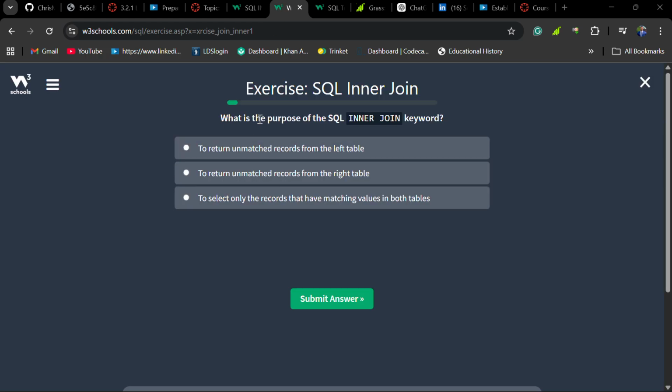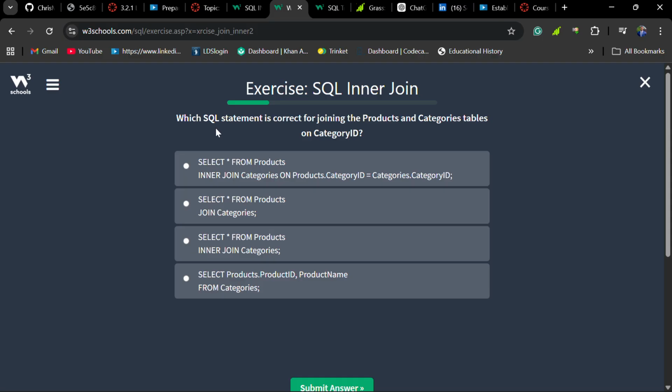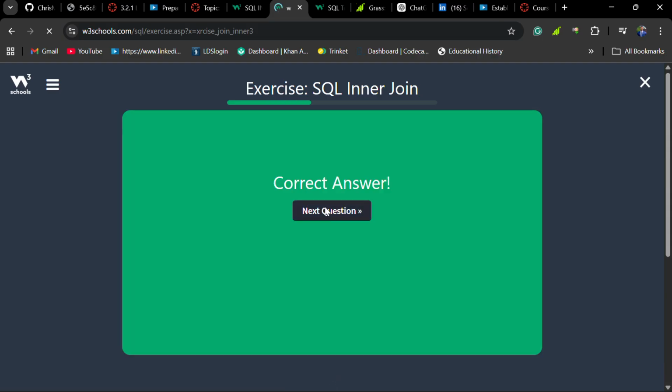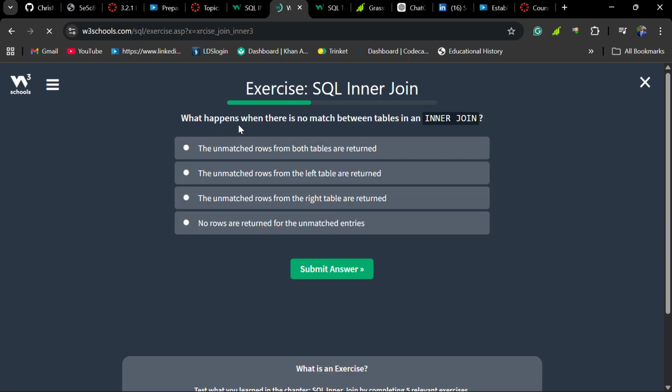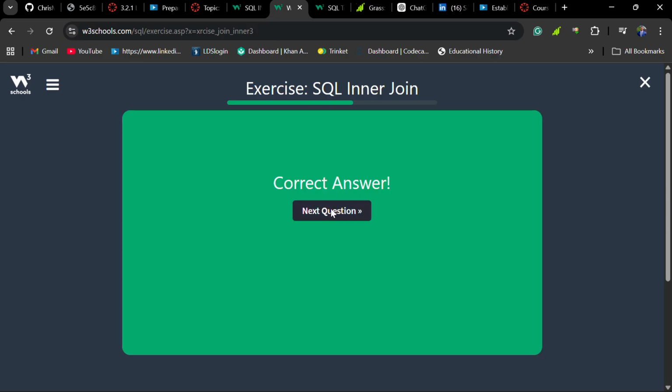Okay, so the first question says, what is the purpose of SQL inner join? The correct answer is to select only the records that have matching values, and that's correct. The next question is which SQL statement is correct about joining products and categories? And this is correct. The next question says what happens when there is no match, so it will give no rows. To give no rows, and that's the correct answer.